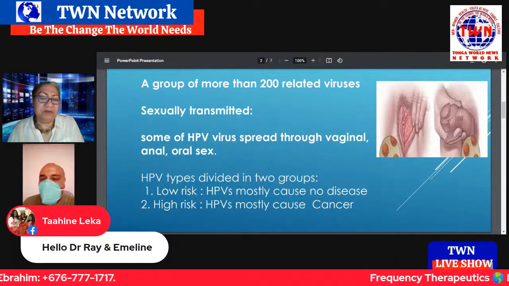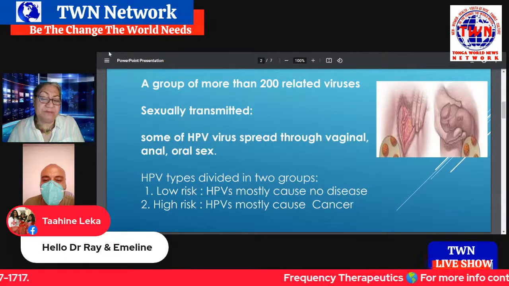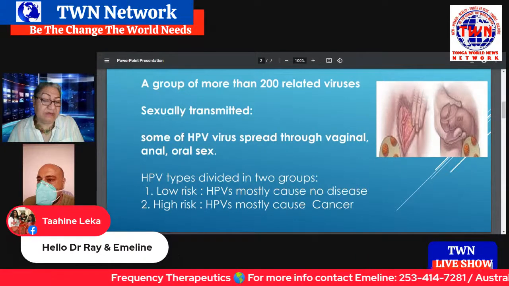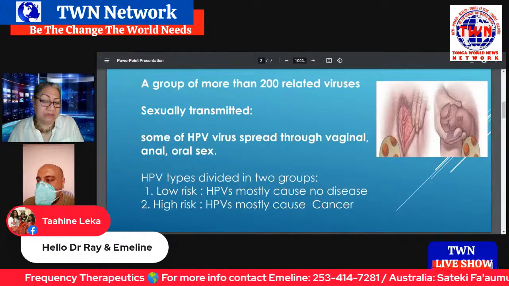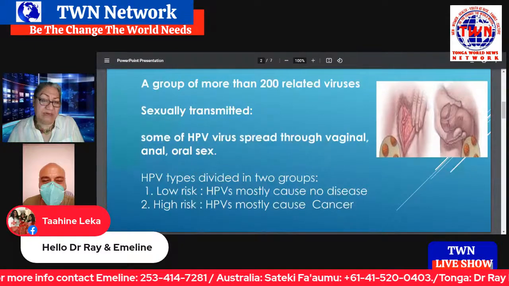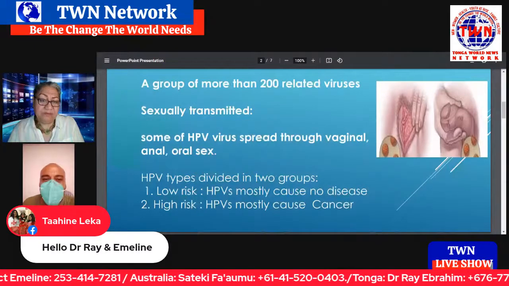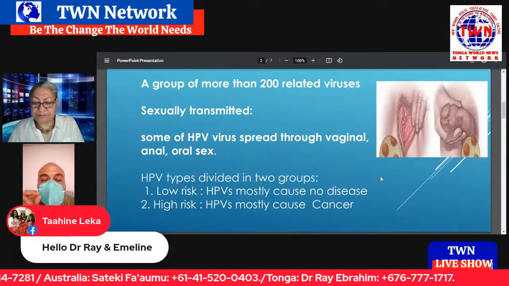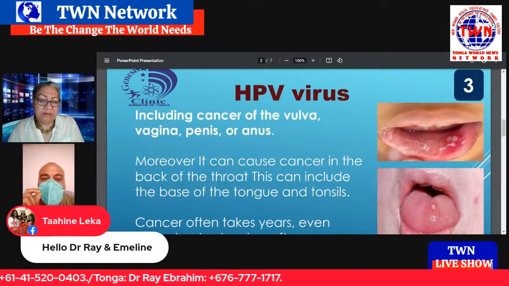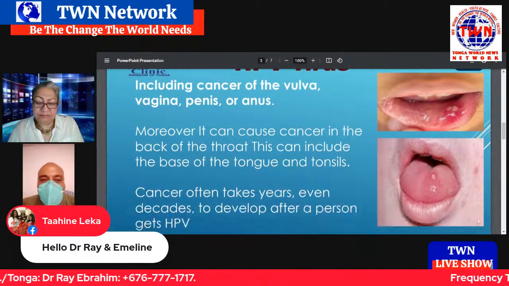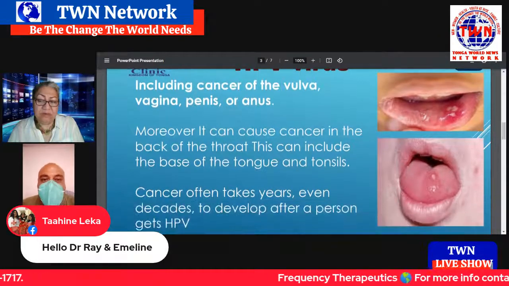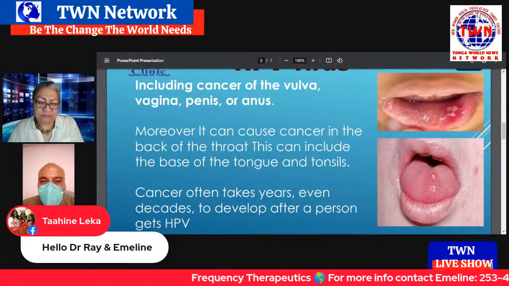Before we go to page three, I have a question for you. The HPV virus, is this the virus that transmits the monkeypox disease? No, it's different. Okay, it's different, right? It's a different one, but it's transmitted the same way. So like monkeypox, it's transmitted by sexual contact or by skin contact. Same as HPV. Okay.